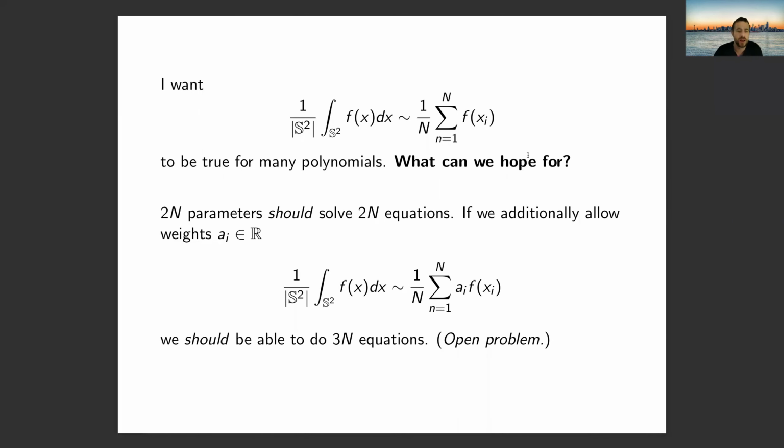And if you allow for weights, then each point now has 3 parameters, right? 2 coordinates and 1 weight. So you should be able to solve 3n equations. This is a completely open problem. Like, this is far from resolved. There's even very little progress, I would say, in the last 20 years in this direction.